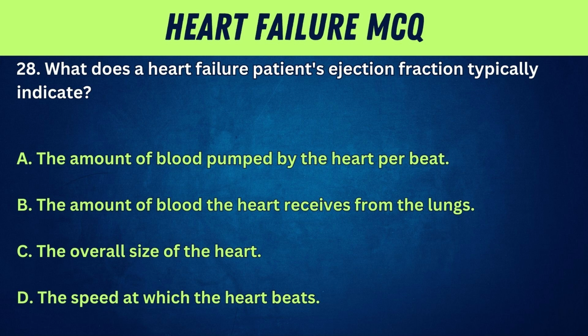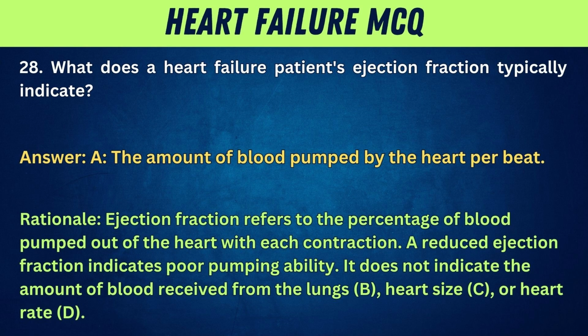28. What does a heart failure patient's ejection fraction typically indicate? A. The amount of blood pumped by the heart per beat. B. The amount of blood the heart receives from the lungs. C. The overall size of the heart. D. The speed at which the heart beats. Answer: A. Rationale: ejection fraction refers to the percentage of blood pumped out of the heart with each contraction. A reduced ejection fraction indicates poor pumping ability. It does not indicate the amount of blood received from the lungs (B), heart size (C), or heart rate (D).